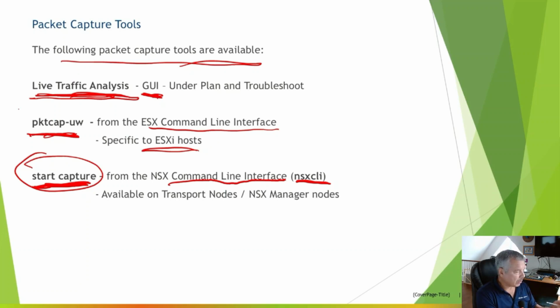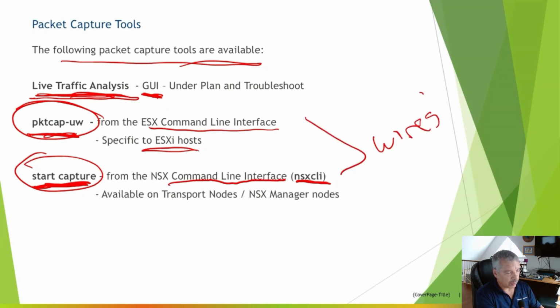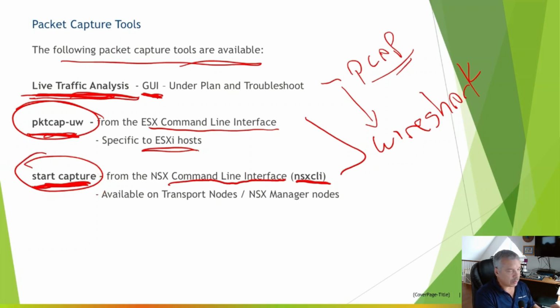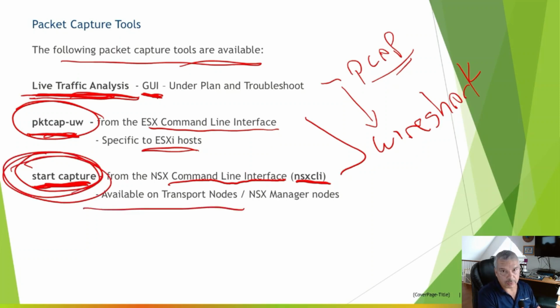By the way, the same thing with the pktcap-uw command. The pktcap-uw command can display it live, or it could also save it to a file, like a pcap file, where you could use something like Wireshark afterwards if you want to, right? You could also use the traffic analysis to also save your files to a pcap file for Wireshark to view it if you want. The cool thing about this start capture command, it's available on all your transport nodes.